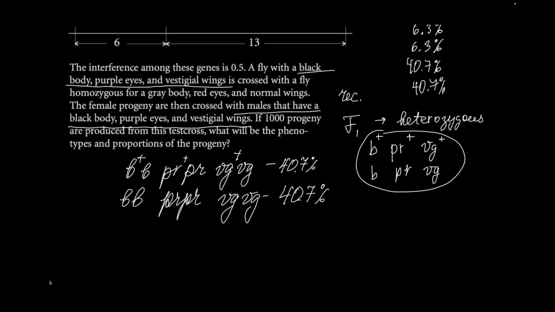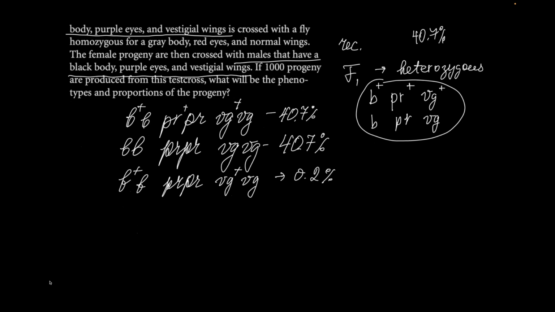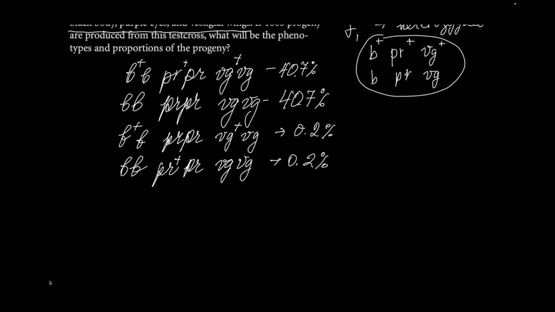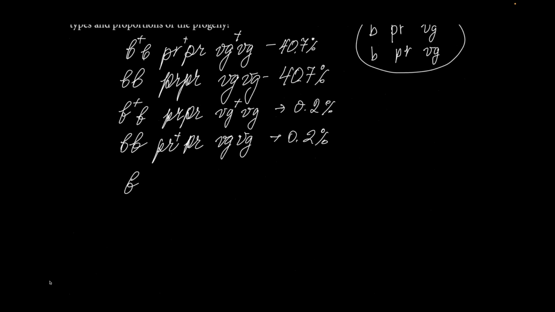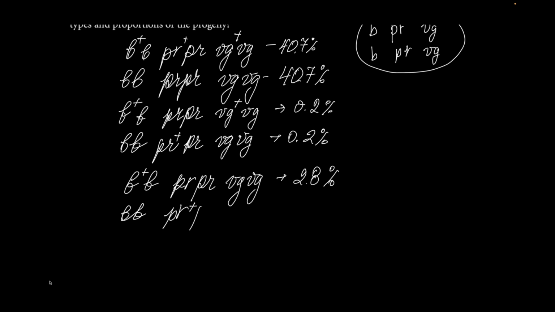40.7%. Who are our double crosses? We have heterozygous, homozygous, back to heterozygous. This would be our 0.2%. And another double crossover, homozygous, heterozygous, back to homozygous, 0.2%. And then we're going to mix and match heterozygous versus homozygous. That is going to be 2.8% homozygous and then heterozygous, heterozygous. That's a 2.8%.